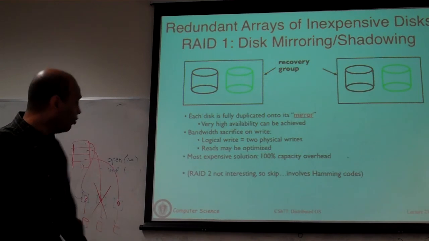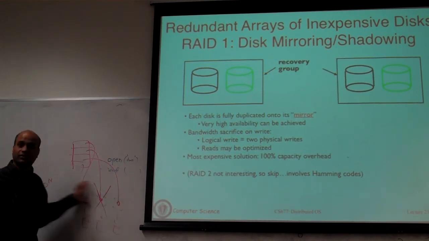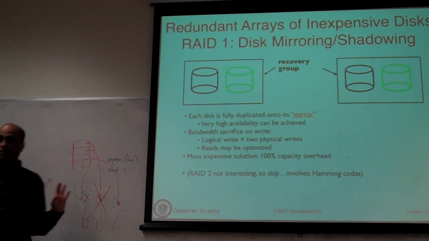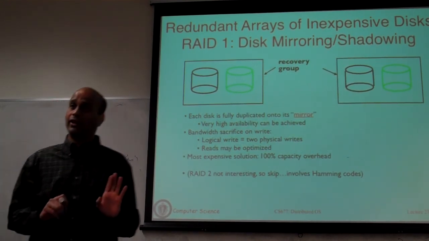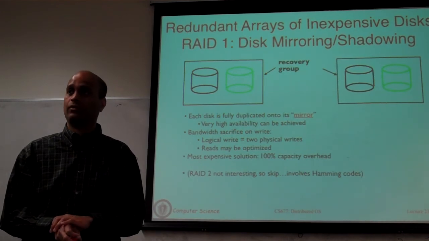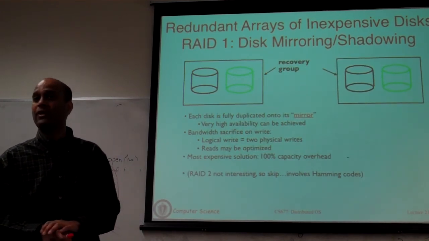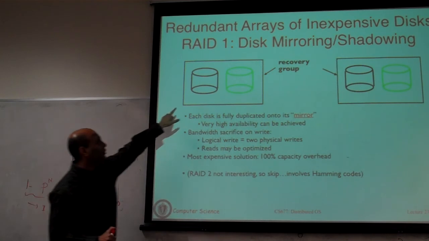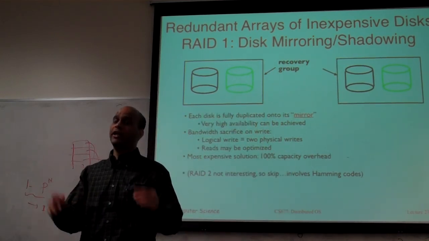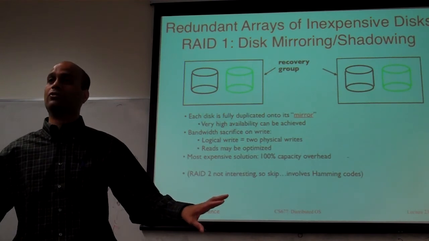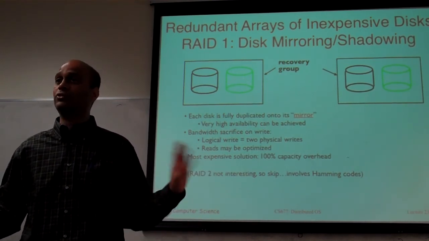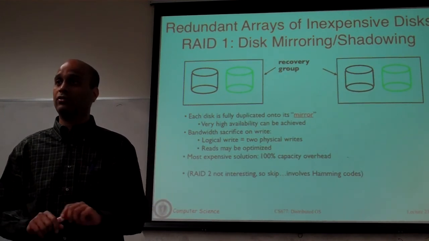RAID level 0 means there is no redundancy, that is this. If some disk goes down, then your data is lost. So RAID 0 is no redundancy. RAID level 1 is mirroring. Mirroring says that you have a second disk for every primary disk in the system, and every time you write, you send the write to both disks, so the disks have identical contents. If one disk goes down, you have a backup disk.